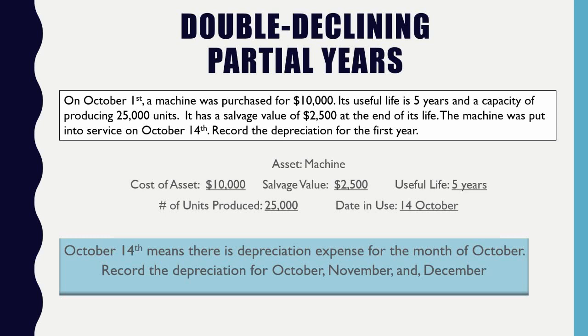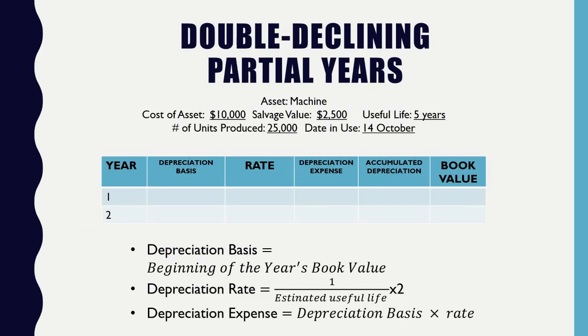So now that means my first year's depreciation, I'm only depreciating 3 months out of 12. Okay, so make sure you remember that number because this is where it's going to come into play. So let's go ahead and solve my depreciation basis. Okay, so my depreciation basis is going to be my beginning of the year book value. In this case, how much is it? 10,000. It is 10,000. Good. And what's my depreciation rate?